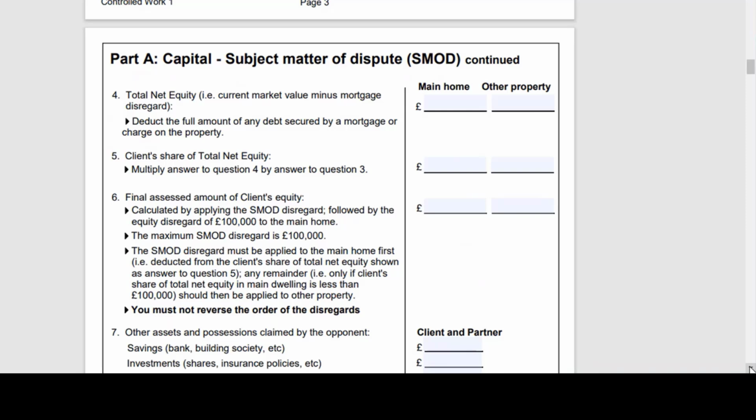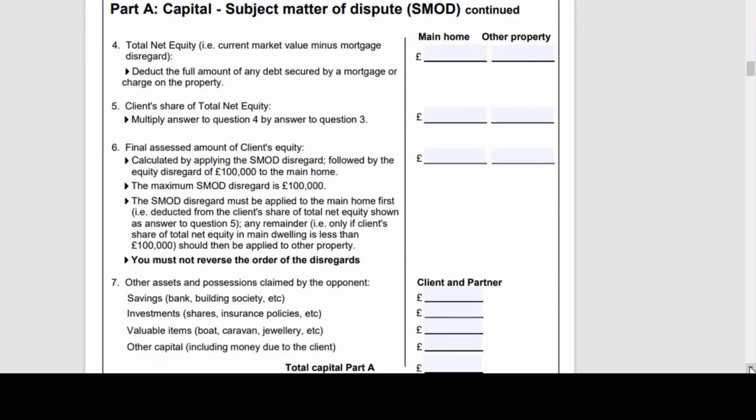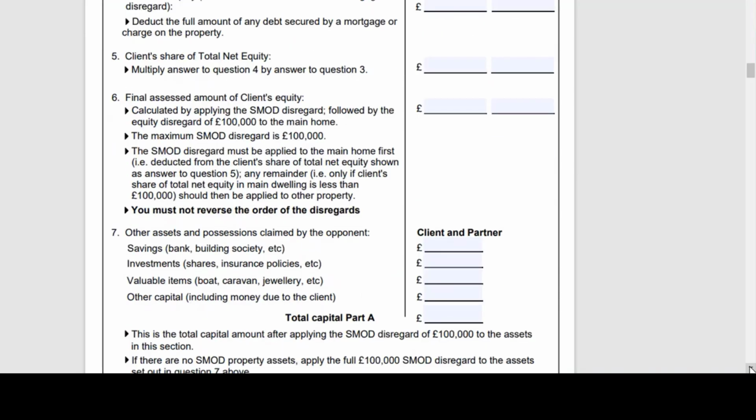There are some calculations and some really good examples within the Lord Chancellor's guidance to determining controlled work, if you are wanting to work through this in more detail. So once you have the equity figures, you are then looking at the other assets and possessions that are claimed by the opponent. So that would be things like savings, investments, any valuable items and any other capital. Once you have those figures for the client and the partner, you would have a total capital for Part A figure here.